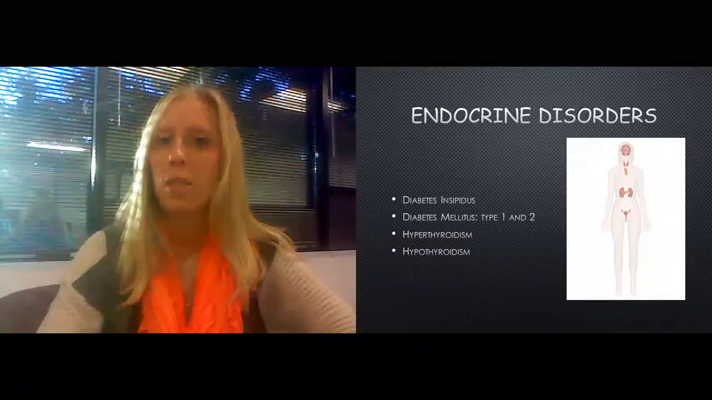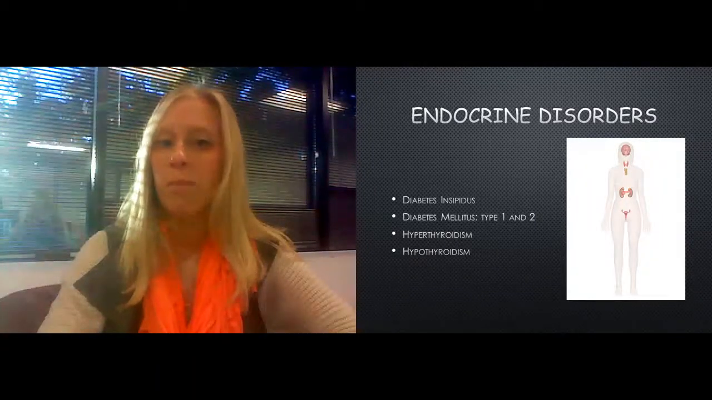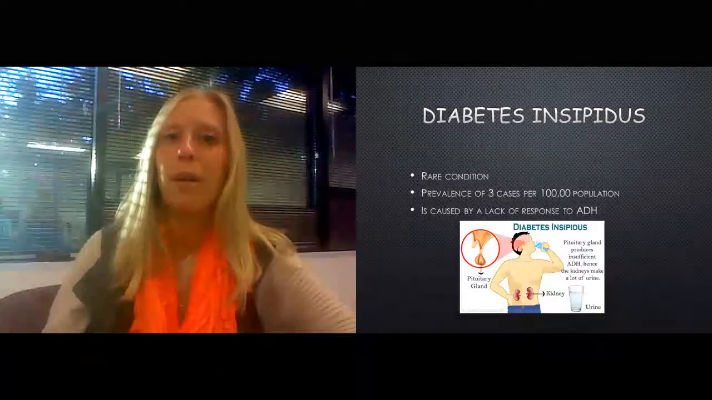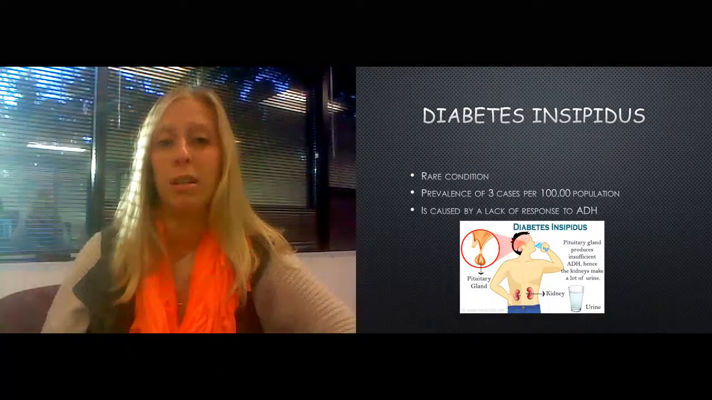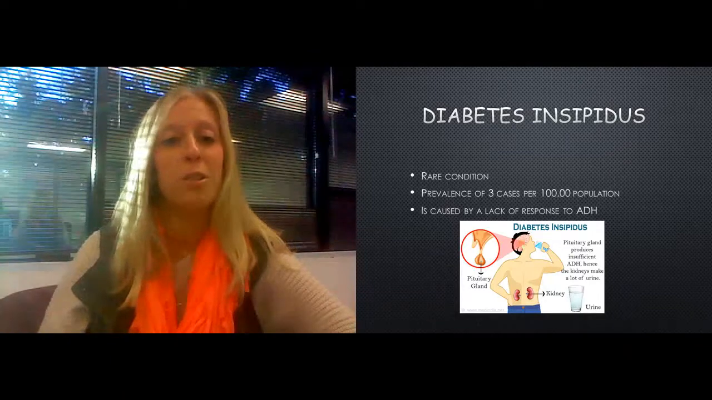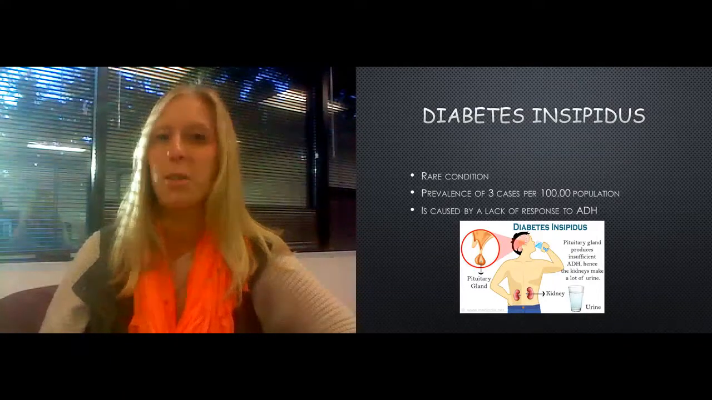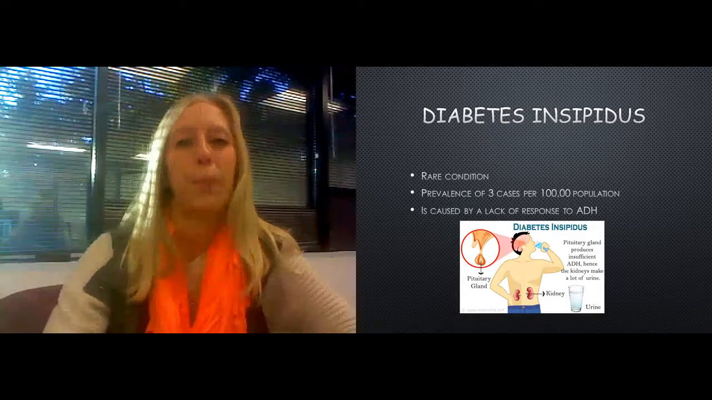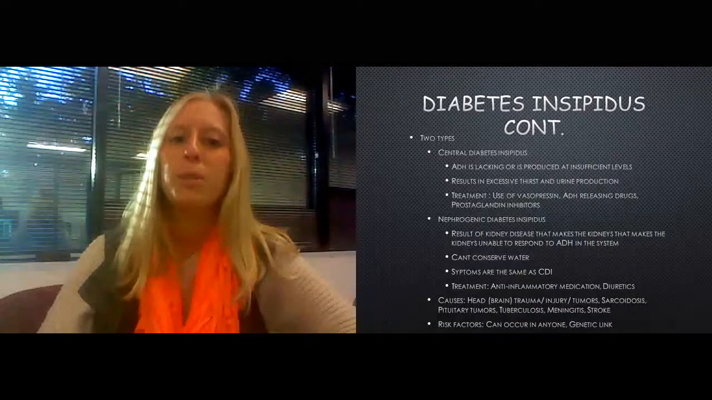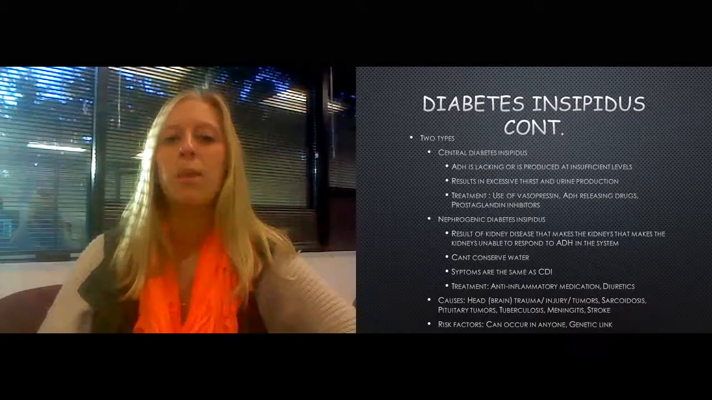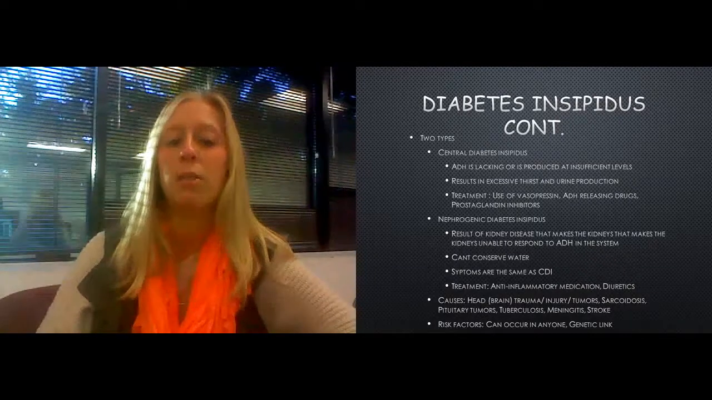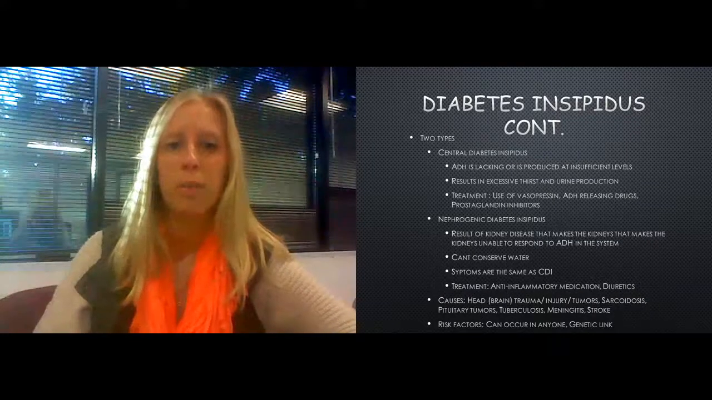So now we're going to touch base upon endocrine disorders such as diabetes and hyperthyroidism and hypothyroidism. So diabetes insipidus is a rare condition. It has a prevalence of 3 cases per 100,000 in the population, so very rare, and it's caused by a lack of response to ADH. There are 2 types, which are central diabetes insipidus, where ADH is lacking or is produced at insufficient levels and results in excessive thirst and urine production.